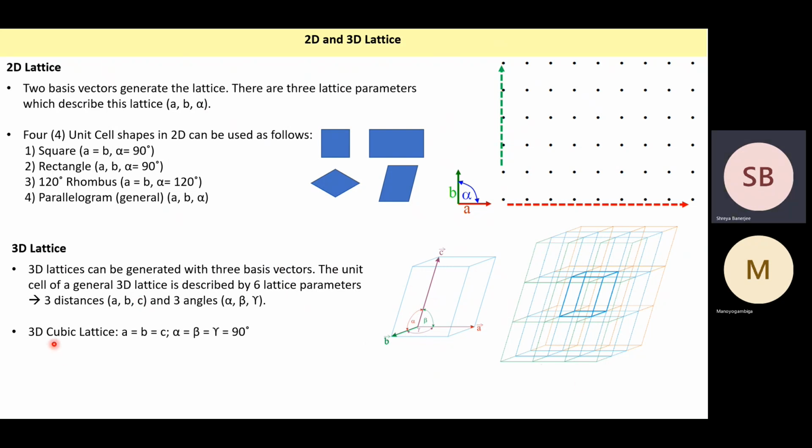The most common kind of 3D lattice is the 3D cubic lattice, where A, B, and C are equal, and alpha, beta, and gamma are also equal, and equal to 90 degrees.